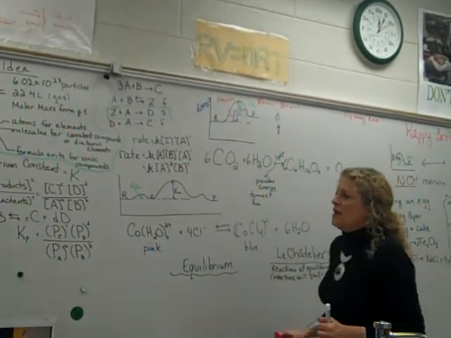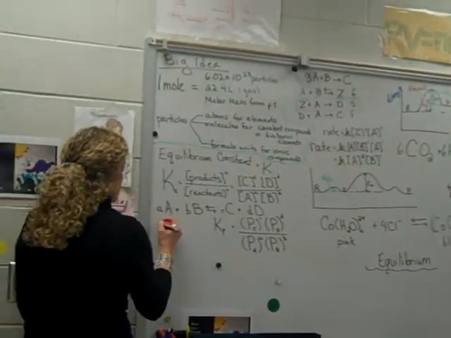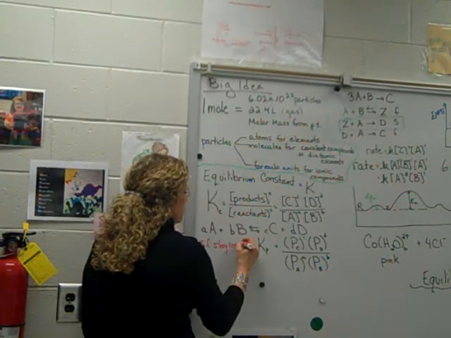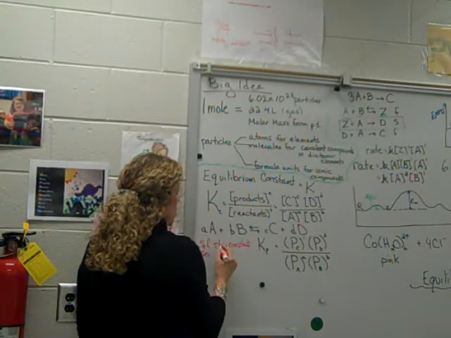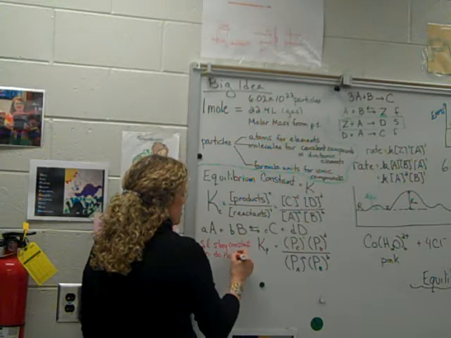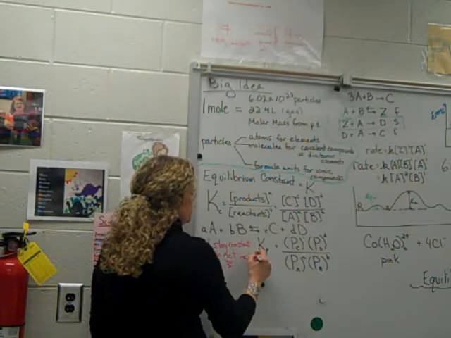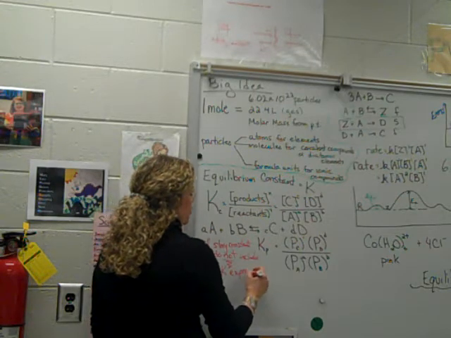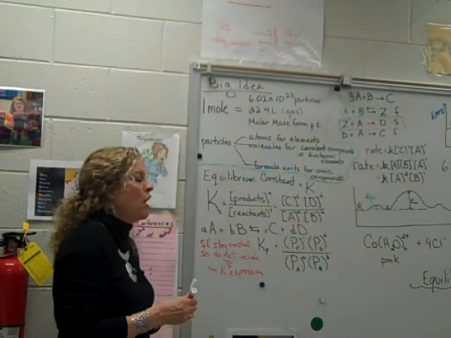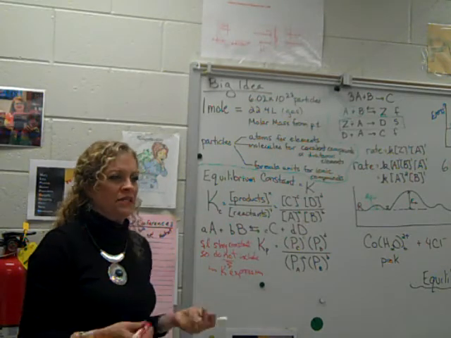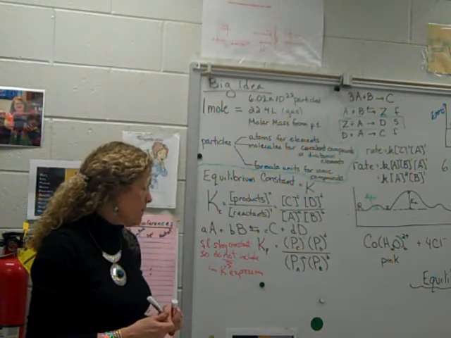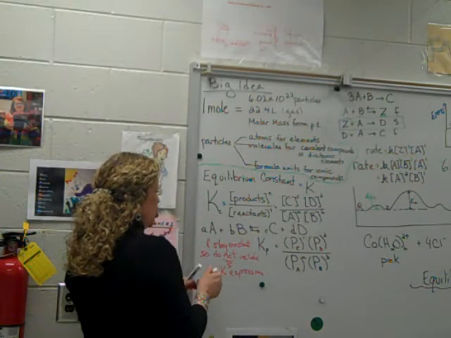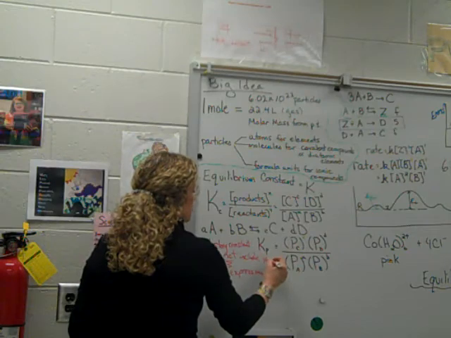So solids and liquids stay constant, so we do not include them in a K expression. That's very important that you know. Because they're constant, it's almost like we lump them in with the constant. What does it say before stay constant? Solids and liquids stay constant, so do not include them in a K expression.